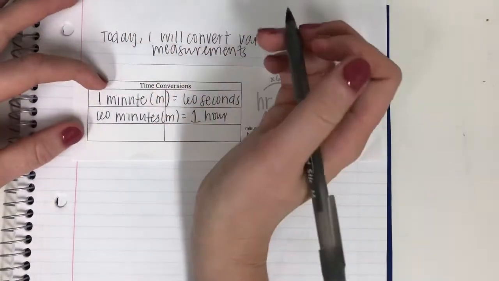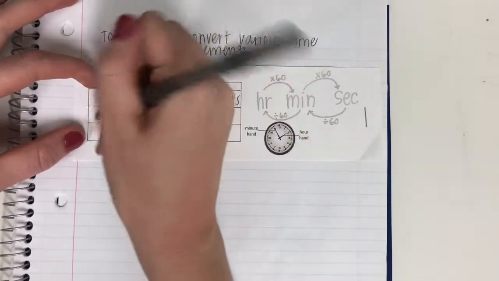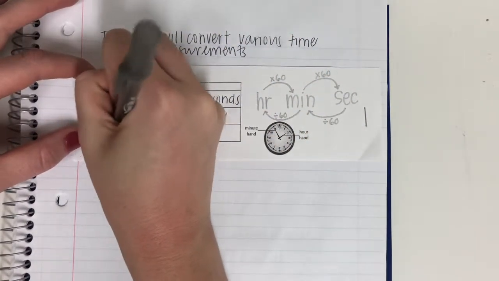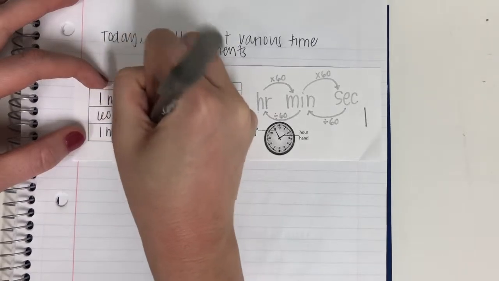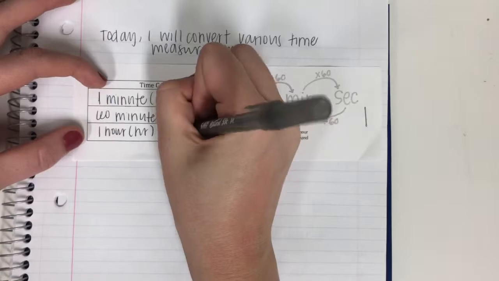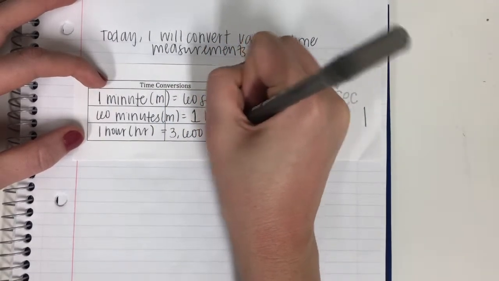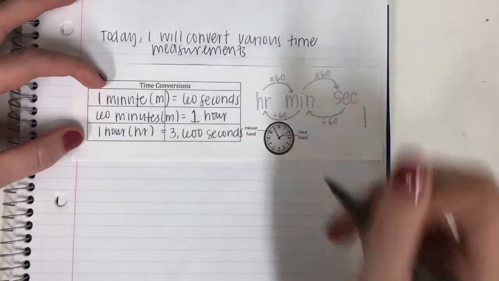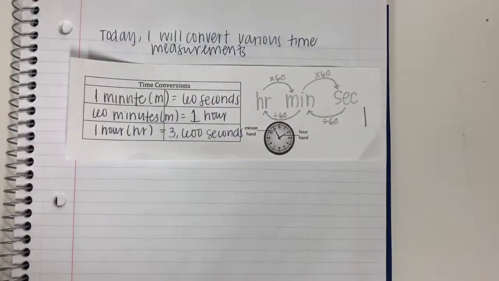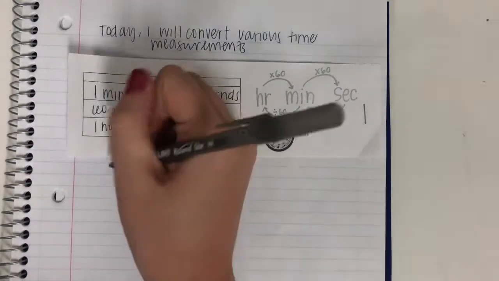So another thing we want to look at is there are, in 1 hour, there is also 3,600 seconds. Okay, and these are kind of things that we know, but it's still nice to have in a picture. So let's look at some examples.